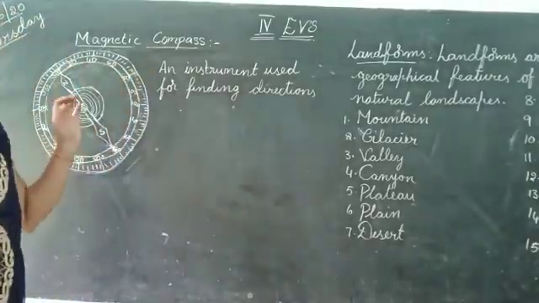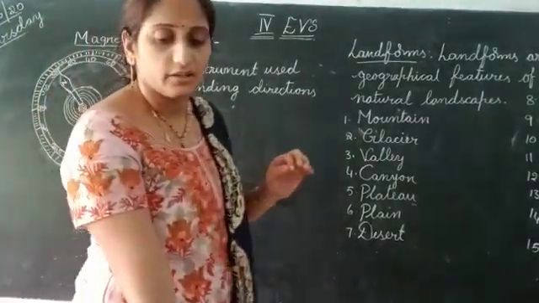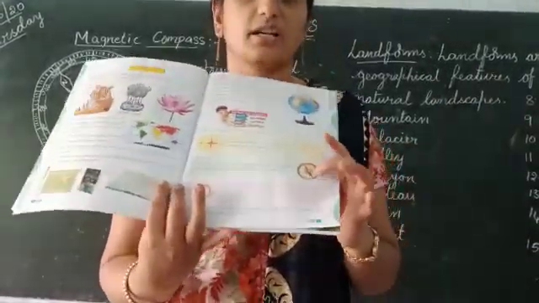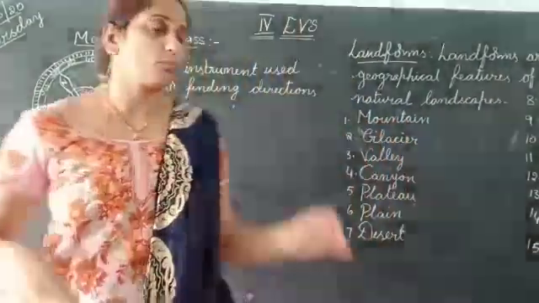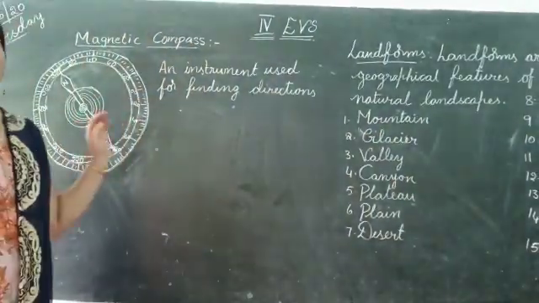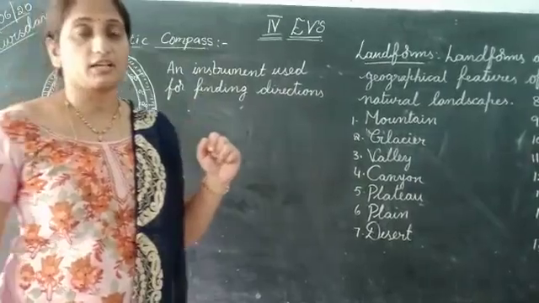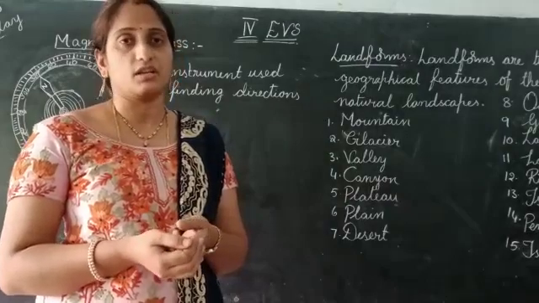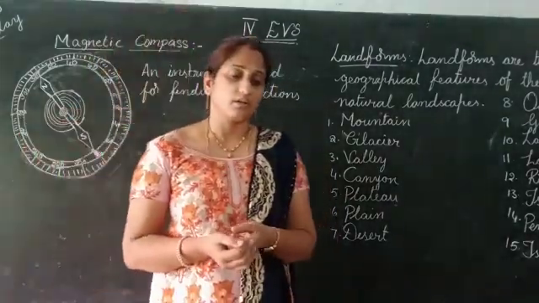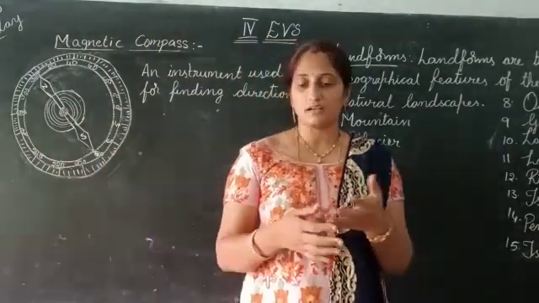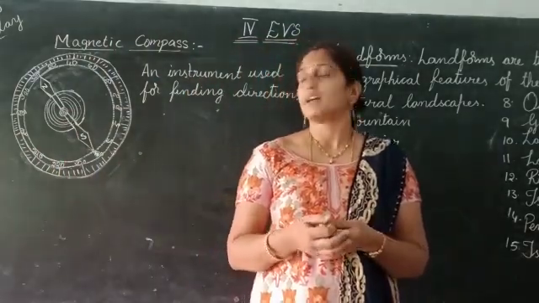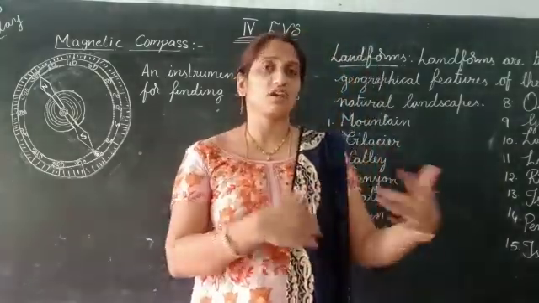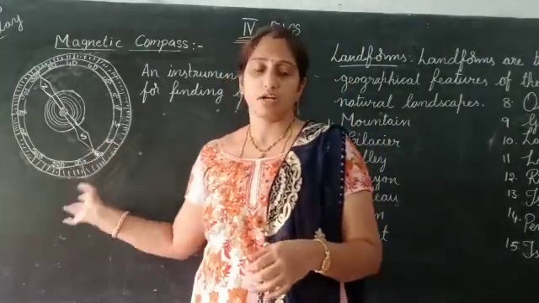Next, about the magnetic compass. Children, did you see a magnetic compass? Yes, it is given in your book, page number 5. This is a magnetic compass. I have also drawn it here on the board. What is that magnetic compass? It is an instrument which is used for finding directions. It is mostly used as a navigator in the navy, or whenever they are trekking in a forest. If they miss the direction or location where they are, they use a magnetic compass. By using this magnetic compass, they can find the direction in which they are traveling. That is the use of the magnetic compass.